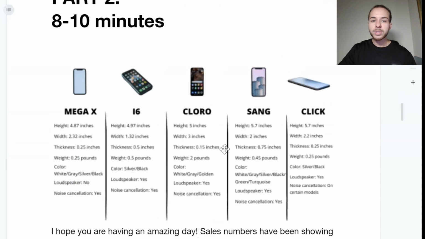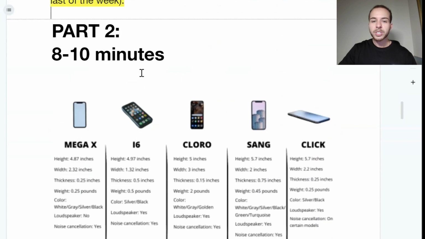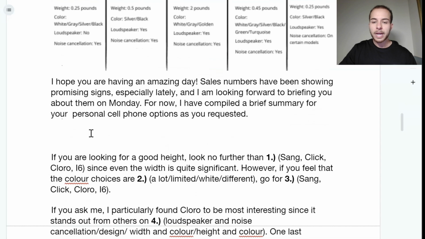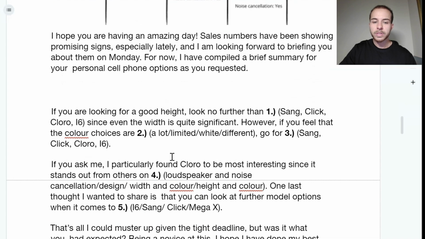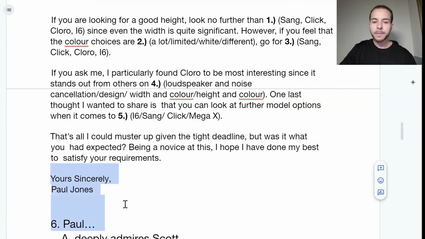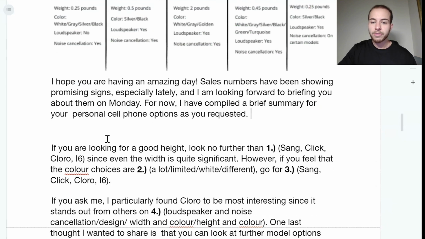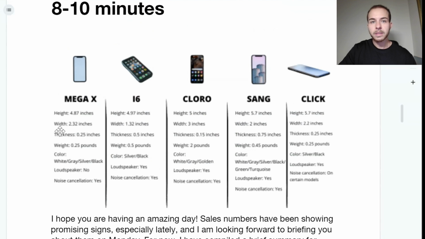Now we're going to move on to part 2. In part 2, we have to look at the different phone providers or the different phones and judge their character. Down below, they're going to ask us questions. So this is an email, presumably, an email from Paul Jones. And Paul Jones is going to talk about the phones. Now it's our job to look at the phone specs, like their specifications, and complete the paragraph according to them.